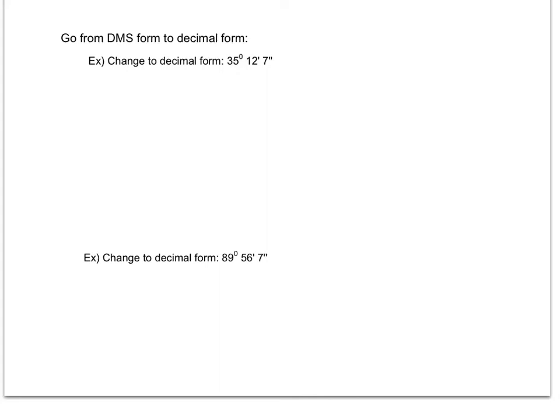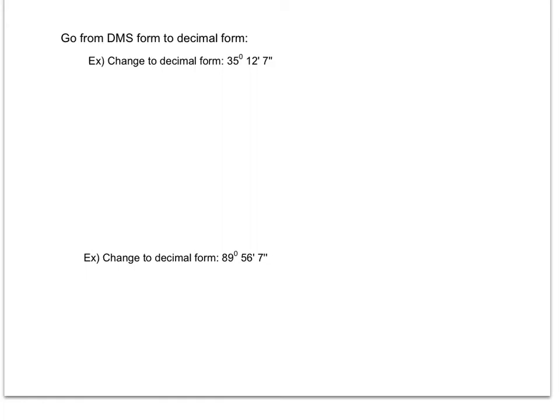So in the video you just watched, you went from something that was written with degrees and decimals and changed it to something that was degrees, minutes, and seconds. So essentially you took the decimal part and you converted that to minutes and seconds. Now we're going to do the opposite. Now we're going to take the minutes and seconds part and convert it to decimal.